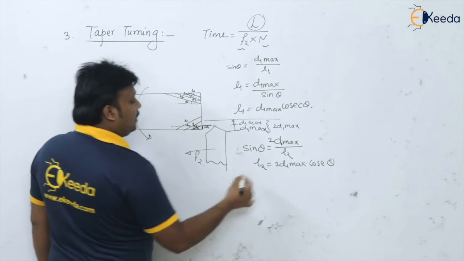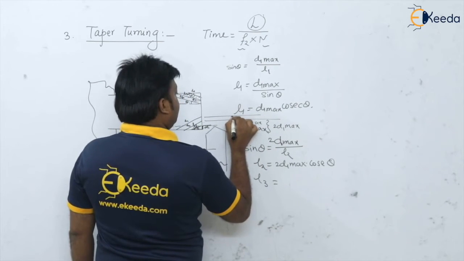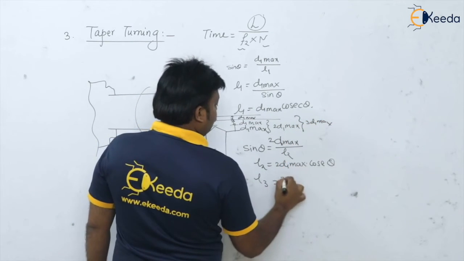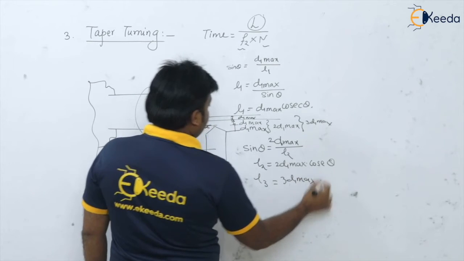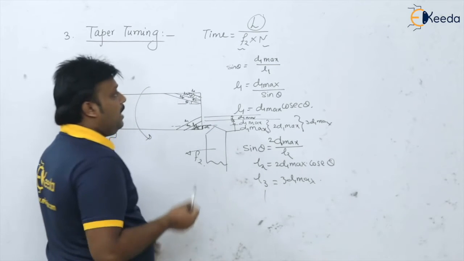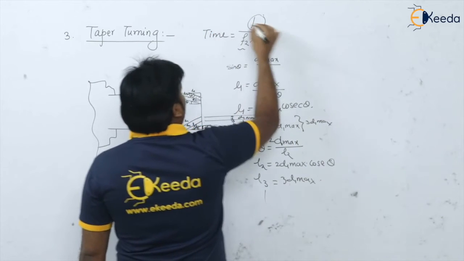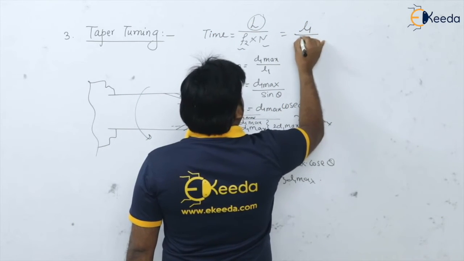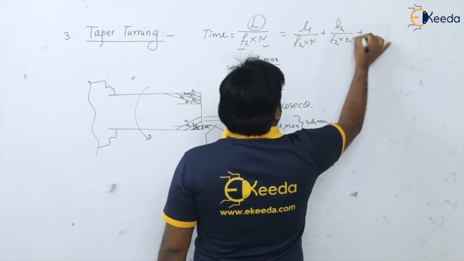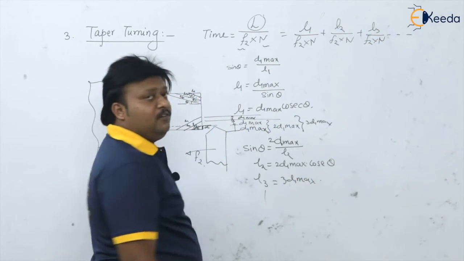Like that you go for the third cut, you will get the third length. Now the depth of cut becomes, again d1 max, so in totality 3 d1 max, isn't it? Like that you will get the lengths, and of course the operation is going to have a number of cuts. So I can write like this. The total time will be L1 divided by F2 into N, plus L2 divided by F2 into N, plus L3 divided by F2 into N, and like that, for however many cuts we have taken.